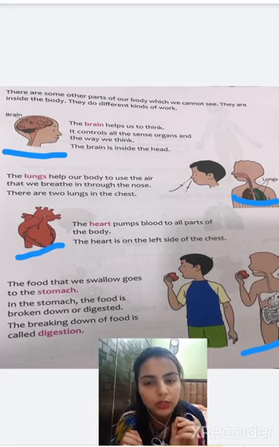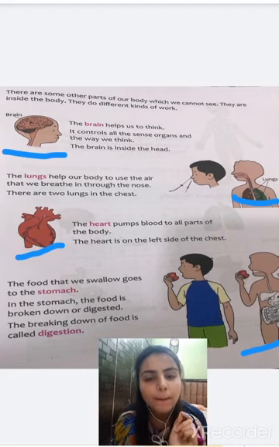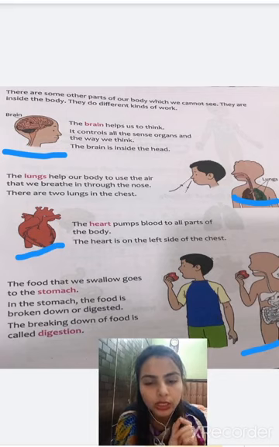The breakdown of food is called digestion. Repeat it with me. The breakdown of food is called digestion. The breaking down of food is called digestion.